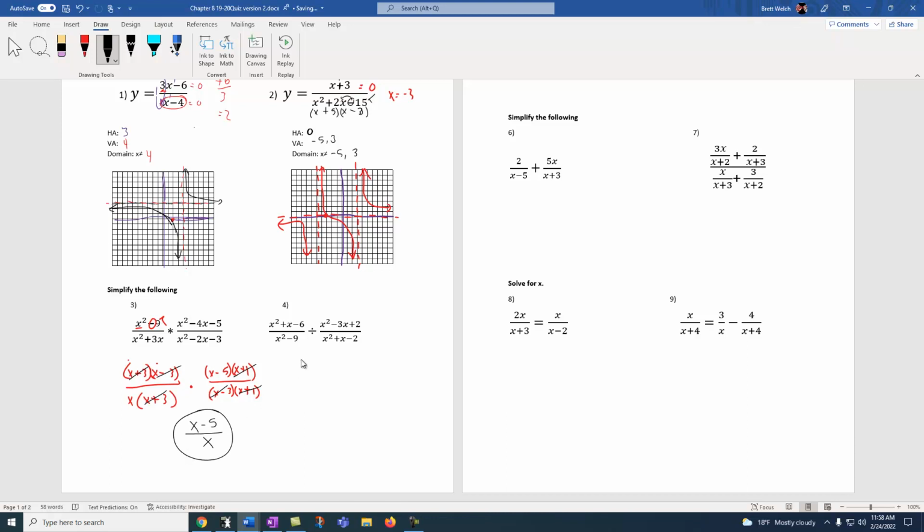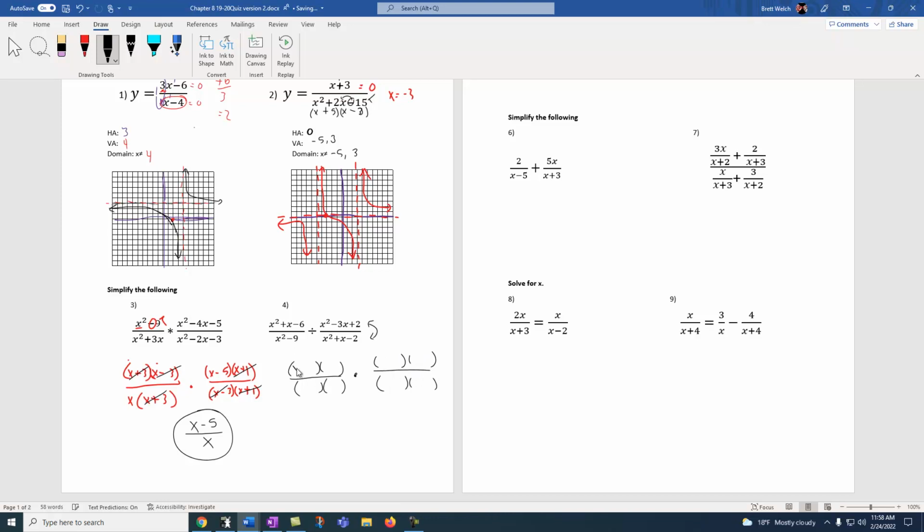There we are. Over here, number 4, the thing we have to remember is that when we do division, we've got to keep the first fraction. We'll keep it exactly the way it is. But we're going to switch to multiplication and flip the second fraction. So when I go to factor this, I'm going to remember to factor the second one upside down. We'll do that in just a second.